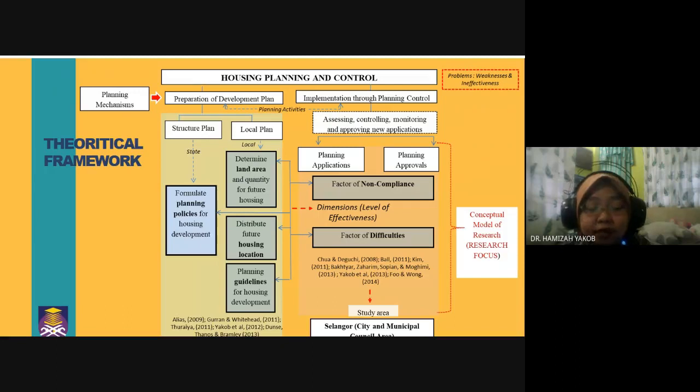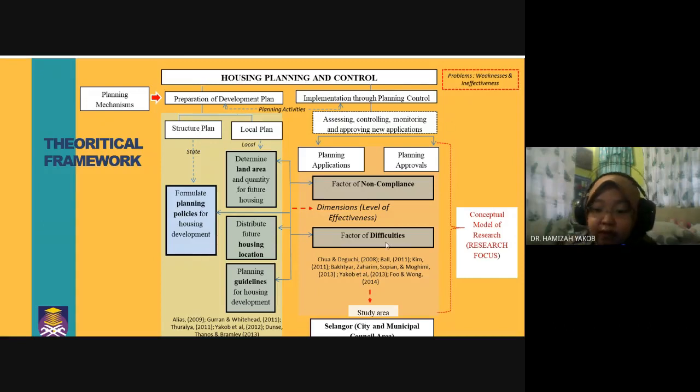Okay. All right, moving to the theoretical framework. Basically, this is the summary of what the research found from the literature review. The problems highlighted were weaknesses and ineffectiveness, with the focus on preparation and implementation as planning activities in housing. The elements in the gray boxes are the dimensions or indicators to measure the levels of effectiveness: planning for policy in the structure plan, these three aspects during implementation and preparation of the local plan, and these two factors during assessing, controlling, monitoring, and approving housing applications.